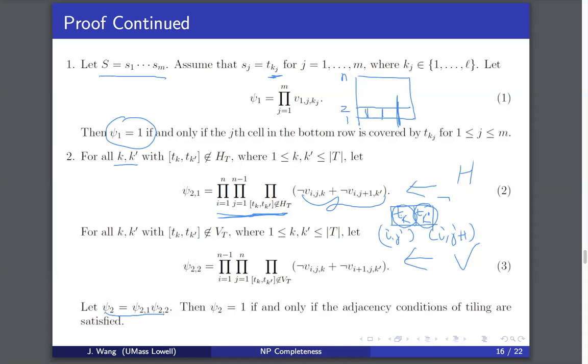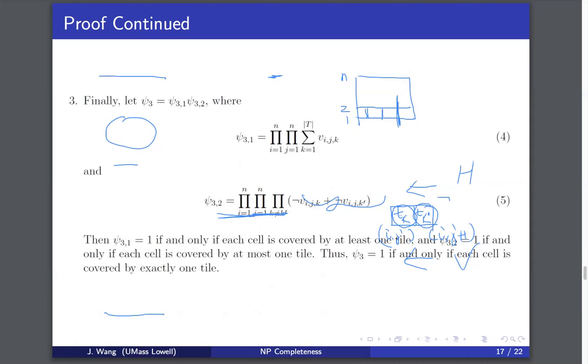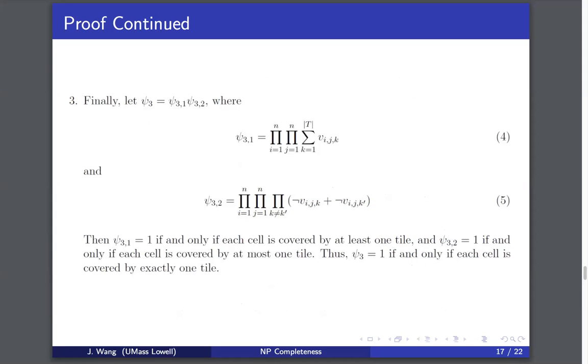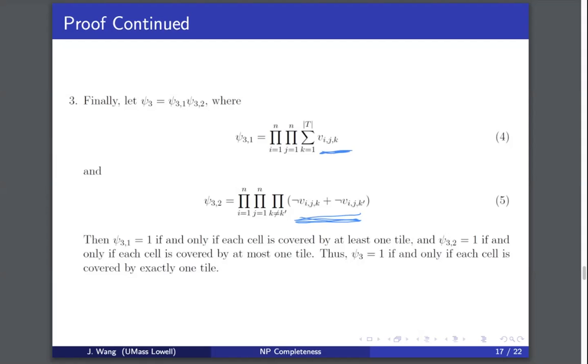And then the last one, we want to make sure each cell is occupied by exactly one tile. You cannot have more than one, and you cannot have none. You must be tiled by exactly one. So that's the last sub-formula to indicate. For it to be true, each cell must have at least one tile, and this indicates that it can have just one tile. So put them together. Then we know that the tiling instance is positive if and only if I have a truth assignment that makes this Boolean formula true. So that is the proof.